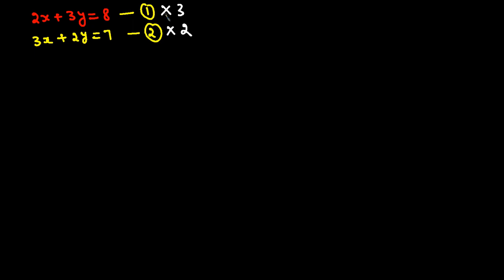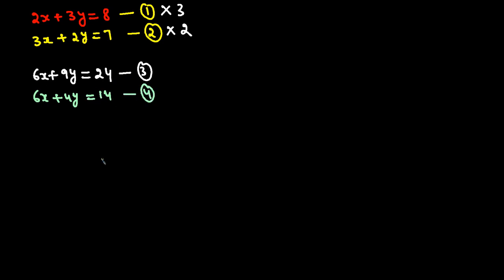Let's rewrite them. When you multiply equation number 1 by 3, that gives me 2x times 3 is 6x, plus sign, 3y times 3 is 9y, is equal to, and multiply the other hand side too. Remember, both sides. 8 times 3 is 24. Let's label this as equation number 3. Now multiply equation number 2 by 2. So 3x times 2 is going to be 6x, 2y times 2 is going to be 4y, and 7 times 2 is going to be 14, and this is equation number 4. So now if I subtract equation number 3 from equation number 4, what will happen?